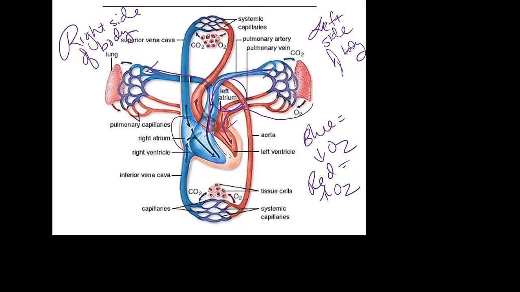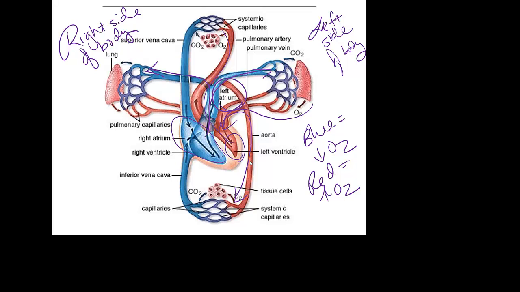And then from the left side of our heart, we're going to go out to our entire body. The brain. Don't forget the brain. We're going to go down to your feet. We're going to supply the heart itself. The heart is muscle. It has to get a good supply of oxygen and blood. And we'll look at that when we do the cardiovascular system.